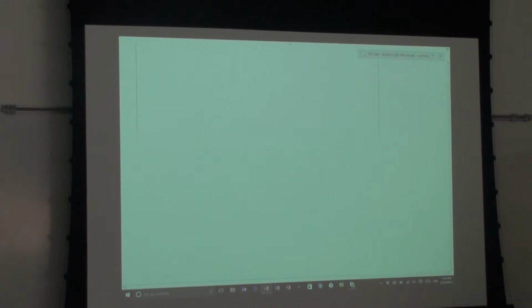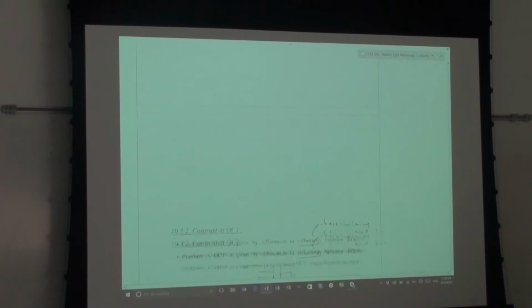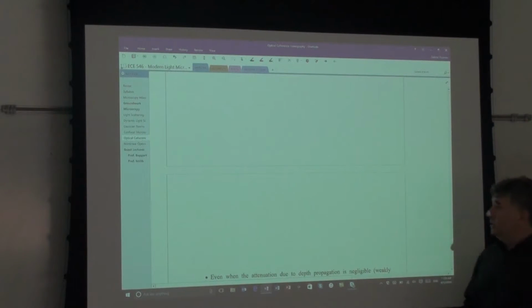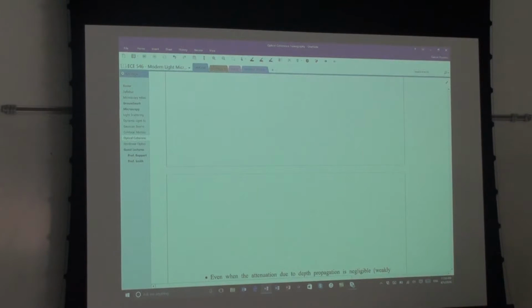But still, OCT made a huge impact, especially in ophthalmology. There are other applications that are being pursued at the moment, but ophthalmology remains the main application. Any questions before we switch to nonlinear optics?